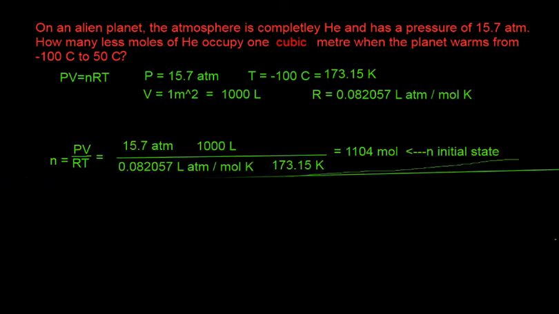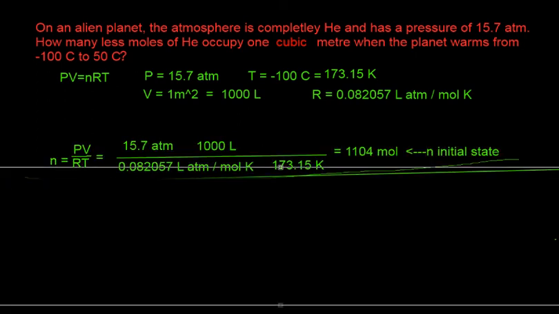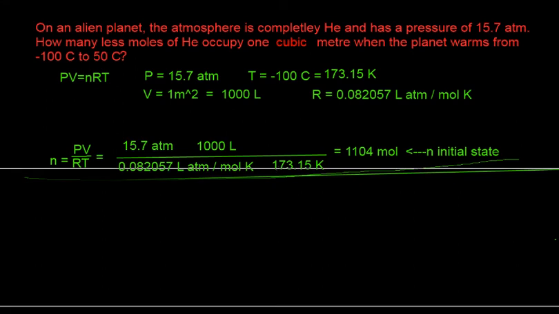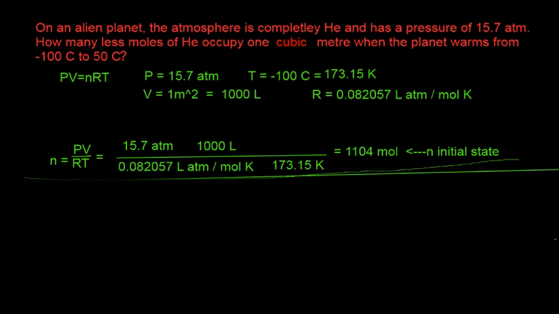There we go. We can rewrite the ideal gas law equation however we want. In this case, you're trying to find moles, so it's convenient to have moles by itself. So we have n equals PV over RT, and then you just sub in the values. We know pressure is 15.7 atmospheres, and so on. Do the math, and you find out that there are 1,000 moles initially, which seems fairly reasonable.